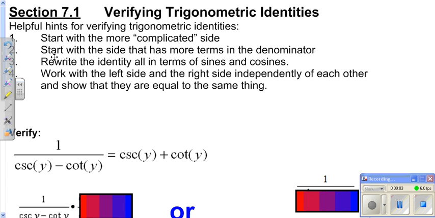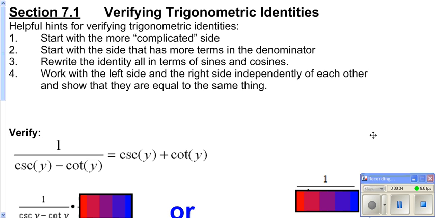We're going to go ahead and take a look at verifying identities. Verifying identities we're going to do in this chapter and another chapter, but for the most part we're going to hit it hard in this section. There's no fast rule of how to do these. There's just some helpful hints. A lot of times you want to start with the more complicated looking side, or start with the side that has more terms in the denominator.